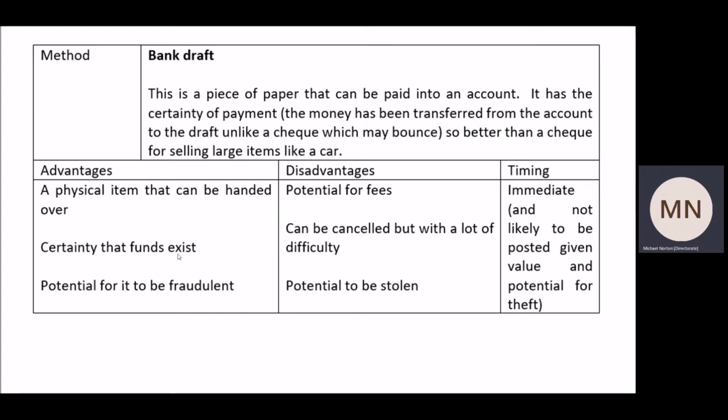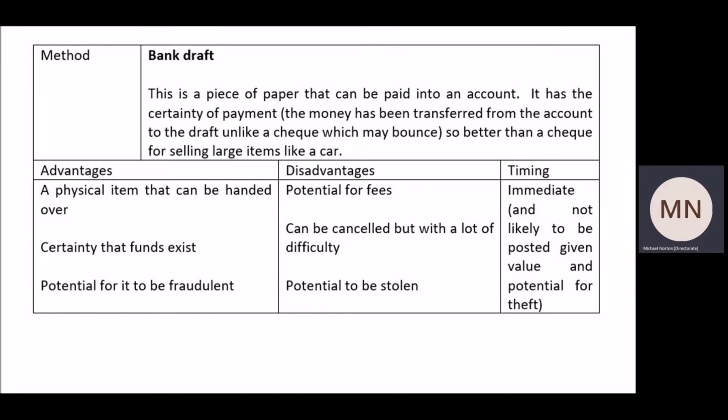Bank draft. Certainly the funds exist, but there is potential for it to be fraudulent. They could have a forged bank draft, which is why nobody's going to accept them anyway. Disadvantages: potential for fees. The bank's not going to produce that for free, so why wouldn't you just use a CHAPS system? Can be cancelled, but with a lot of difficulty. And of course, this £20,000 that you're rolling around with, or even more than that, has a potential to be stolen.